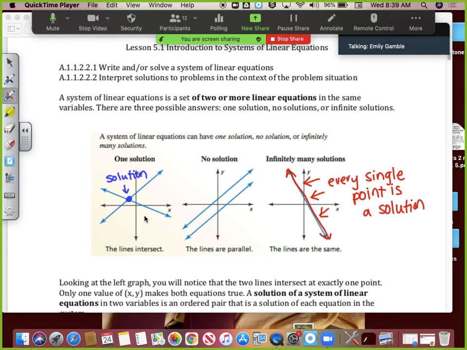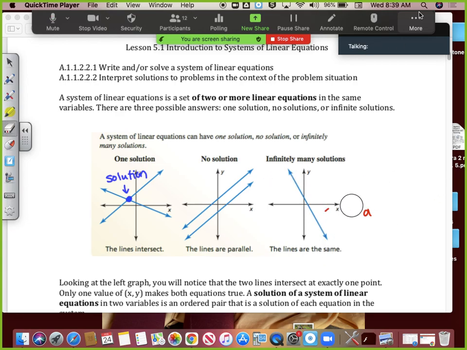So what it says here, looking at the graph, you will notice that the two lines intersect at exactly one point on the left. And that means that there is one exact ordered pair that would make this solution true for both equations. And this is actually something we did sort of at the beginning of the year when we started with equations. We tried to see which points would be solutions to the linear equations. So let me erase this stuff and scroll down.